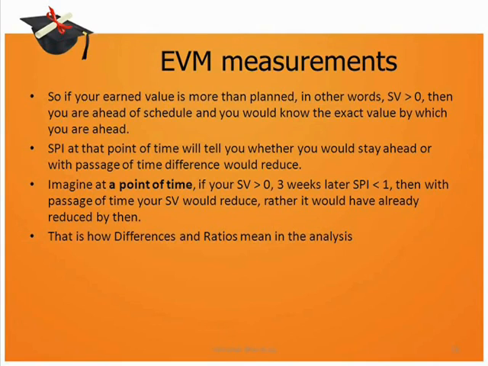SPI at that point of time will tell you whether you would stay ahead or whether, with the passage of time, the difference would reduce. For example, imagine that at any point of time your SV is greater than 0, and 3 weeks later you see that your SPI now is less than 1. That means within that period your SV would have already reduced, because the trending indicated by SPI is indicating that. So this is the way you can actually correlate differences and ratios.